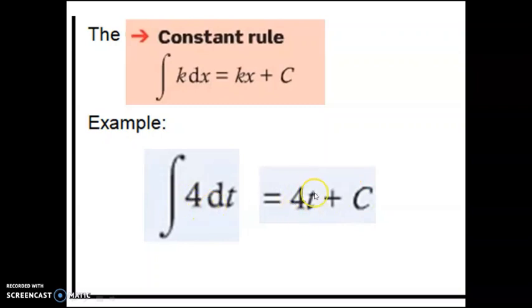And the reason for that, if you look at this and you want to go backwards, remember to start here and go to there, we take the derivative. If you took a derivative of this, if you remember when you have just x or t or whatever to a power of 1, that derivative of that just becomes the constant 4. So that makes sense there. Going backwards, we can see why the constant rule works.